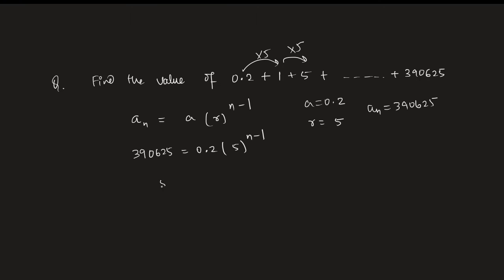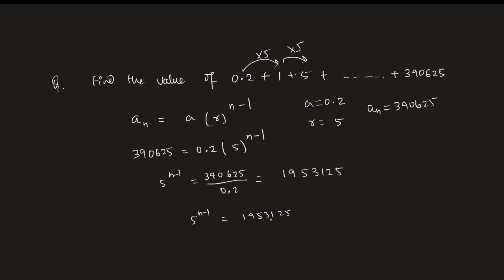Now if you simplify this, 5 to the power n minus 1 equals 390625 divided by 0.2, which gives us 1953125. So 5 to the power n minus 1 gives us 1953125. Now we need to calculate n.